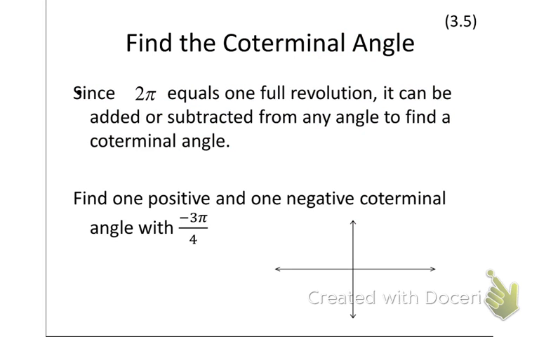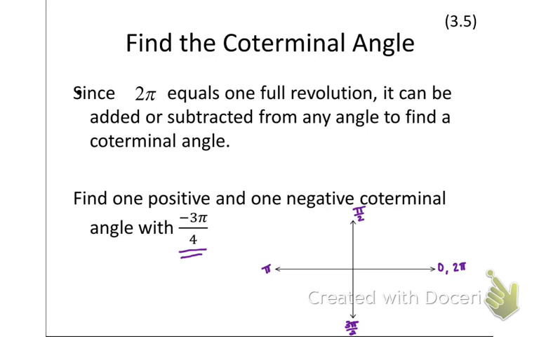So now we want to find one positive and one negative coterminal angle with negative 3 pi over 4. First thing that I would highly recommend doing is labeling your main points on your graph so that we can figure out where the original angle is even going to sit. So if we do this, we know we start with 0, and this would also represent 2 pi. Our top is going to represent pi over 2. Our side is going to be pi, and then our bottom is going to be 3 pi over 2.